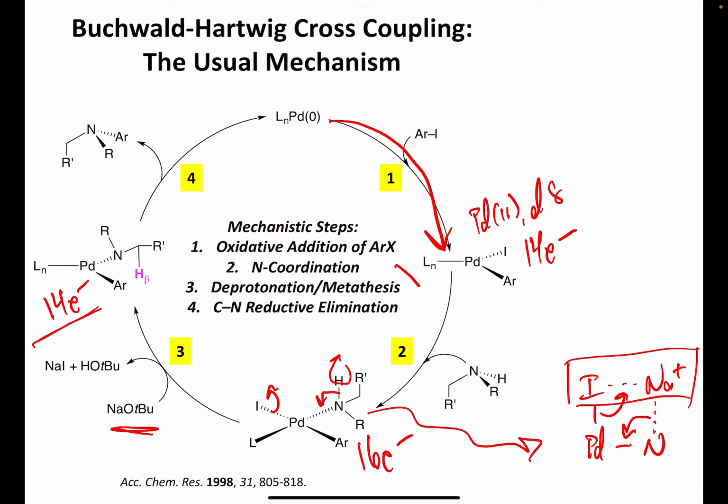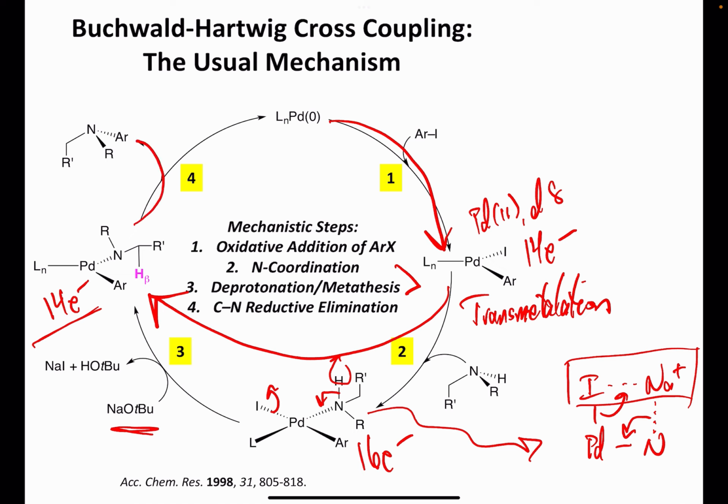Notice that steps 2 and 3 together are the equivalent of the transmetallation that we saw in most other palladium-catalyzed cross couplings. In those processes, the final step in which you liberate your product is CC reductive elimination. Here it is CN reductive elimination. The CN reductive elimination takes your palladium 2, d8, 14-electron compound.